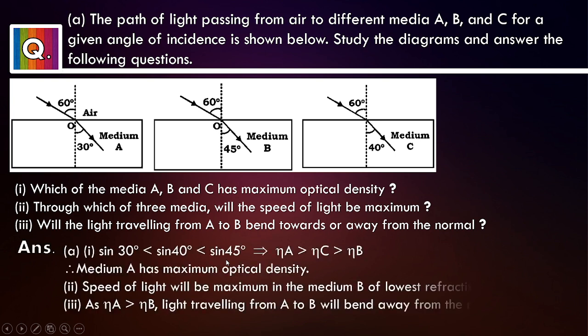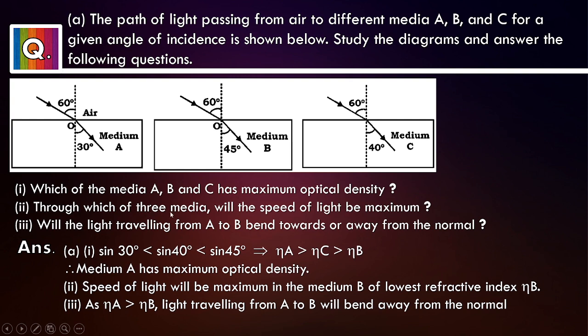So here we see that sine 30 is less than sine 40, and sine 40 is less than sine 45. So here we say that where it bends more, the density is more, right? So we can say the refractive index of A is greater than the refractive index of C, which is greater than the refractive index of B, right? So medium A has the maximum optical density.